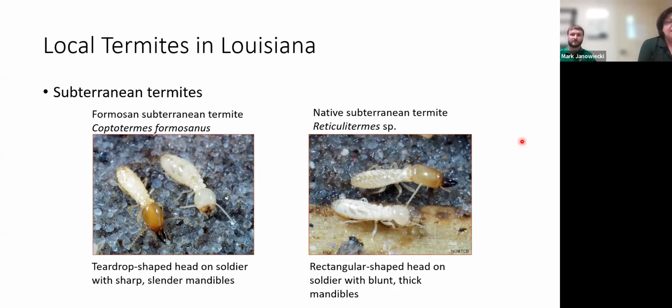So the soldiers with our subterranean termites, it's actually pretty easy to tell them apart. I've already talked about how aggressive the Formosan soldiers can be and how their behavior can be a telltale sign of a Formosan colony. But morphologically, the Formosan soldiers will have more of a teardrop-shaped head, whereas our native subterranean termite soldiers will have a more rectangular-shaped head. And the Formosan soldiers will also have a pair of sharp, slender mandibles at the tip of their head, whereas the mandibles of our native subterranean termites are pretty blunt and thick.